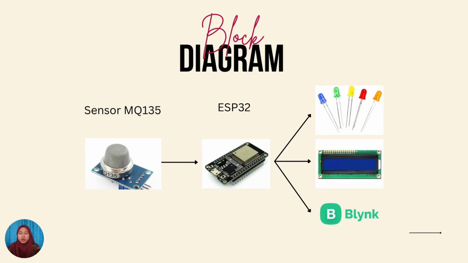If it's good, the green LED will light up, but if the air quality is bad, the red LED will light up. Then it will display the value and status on the LCD display, and will also display the value on Blynk and send a warning if the air quality is too dangerous for the people around in the room.